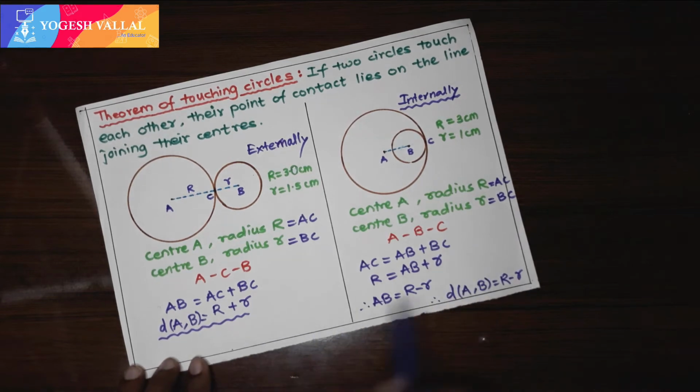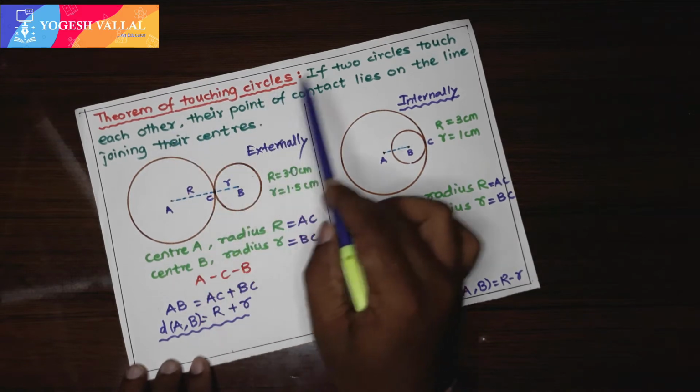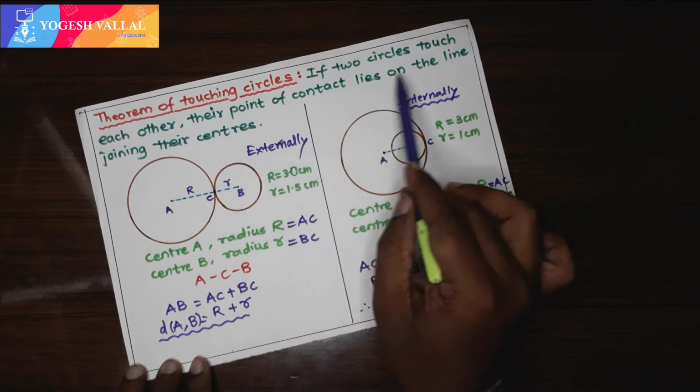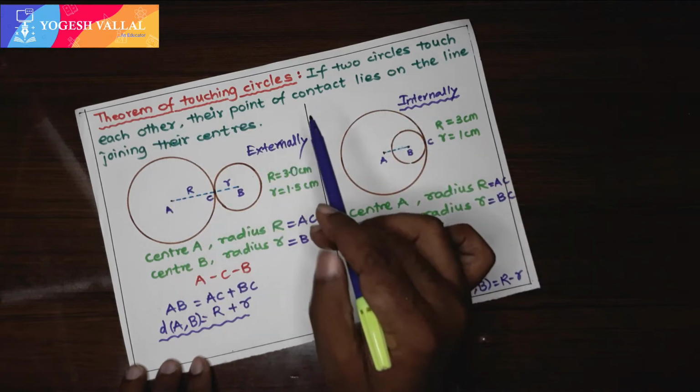Okay, so let's solve problems based on this topic. Theorem of touching circles, which states that if two circles touch each other, their point of contact lies on the line joining their centers.